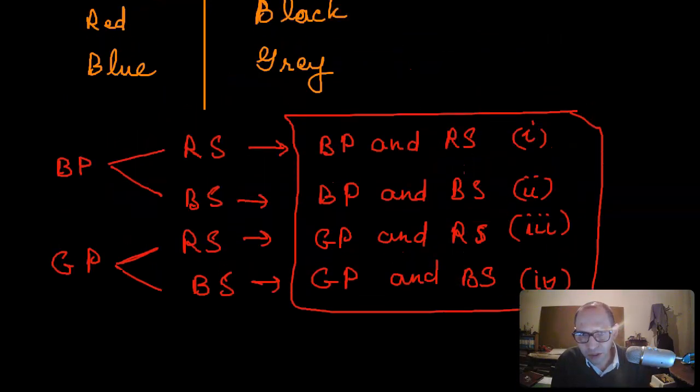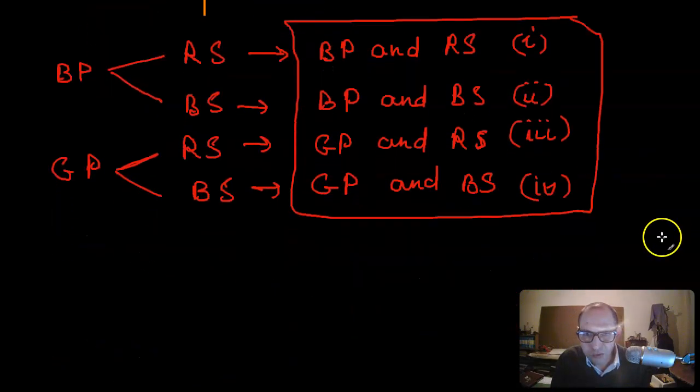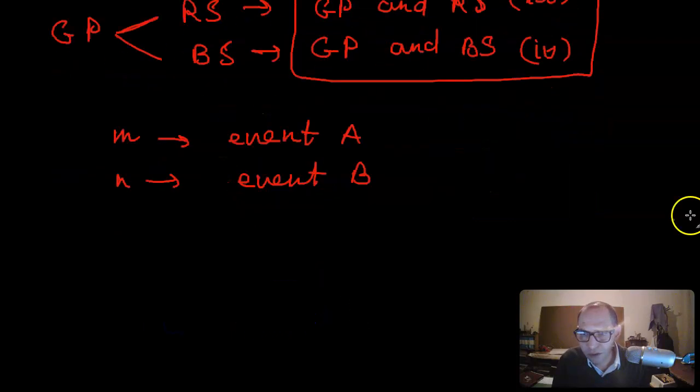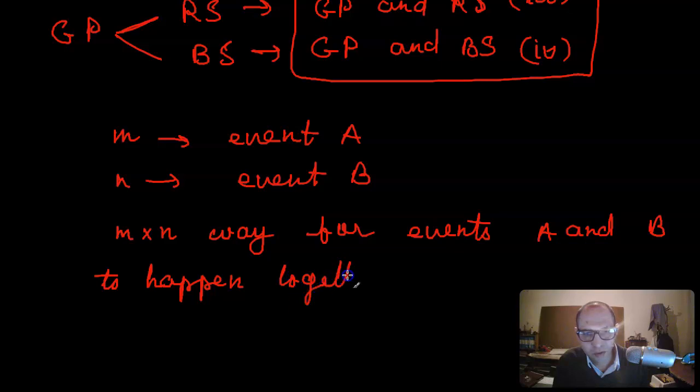So that's meaning that, if you were to make it a little bit formal, what that means is that if there is m ways of doing one thing, and if there is n ways of doing another thing, meaning if there is m ways of some event A to happen, and there is n ways of some event B to happen, then there is going to be m times n ways for events A and B to happen together, right?